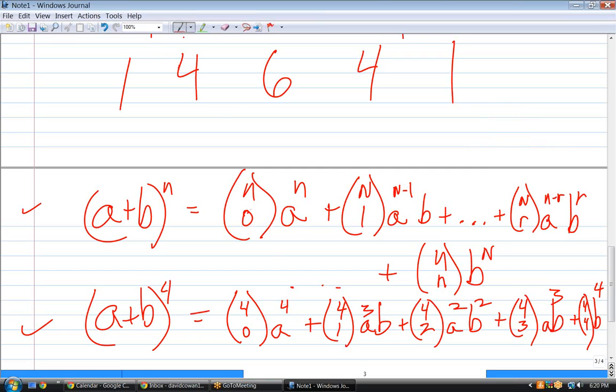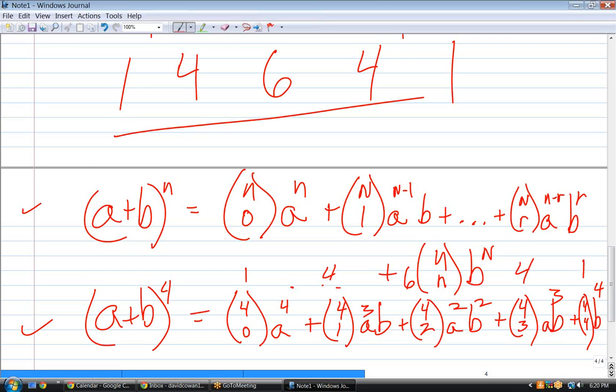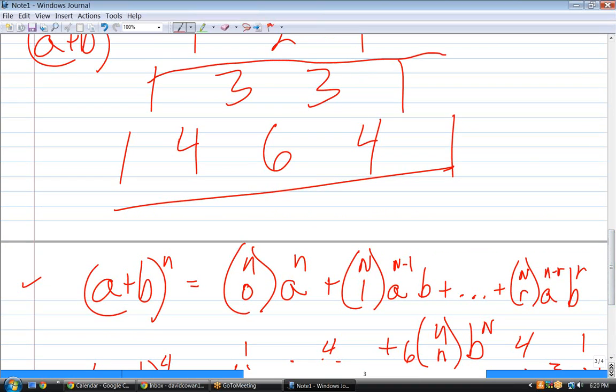So these coefficients end up being the same as Pascal's triangle. 1, 4, 6, 4, and 1. Notice that that is the fifth row of Pascal's triangle. If it was a plus b to the third, I go up 1 row, and here's going to be your 4 coefficients of the resultant expanded binomial.